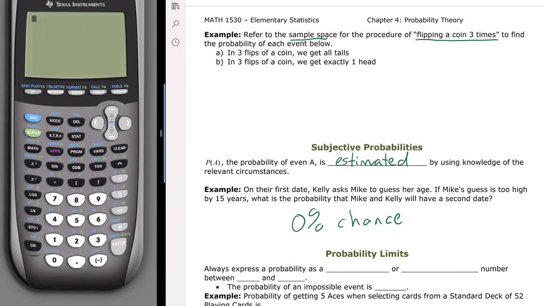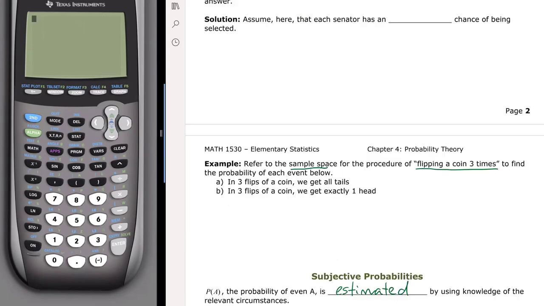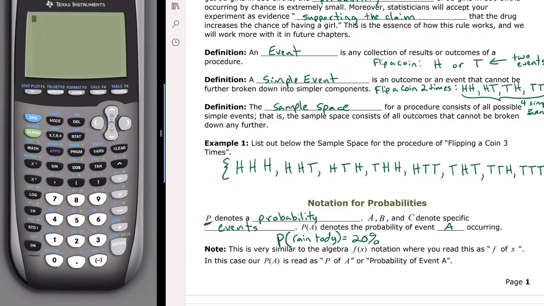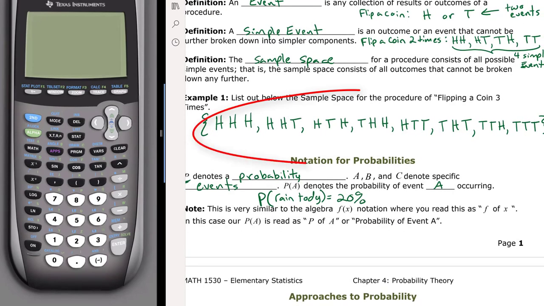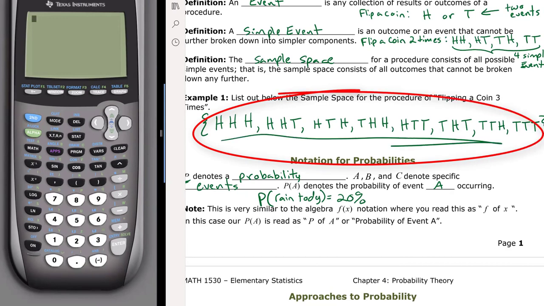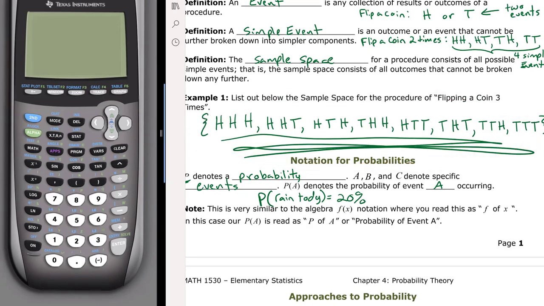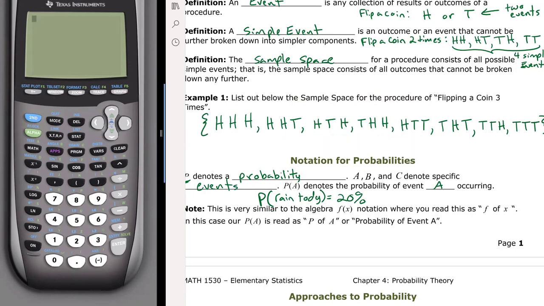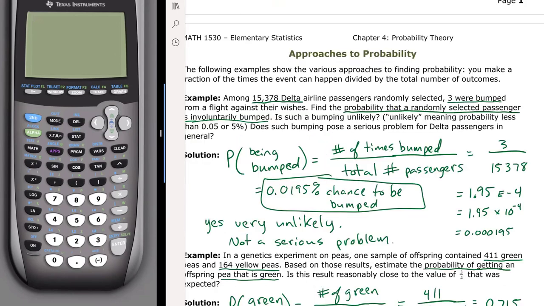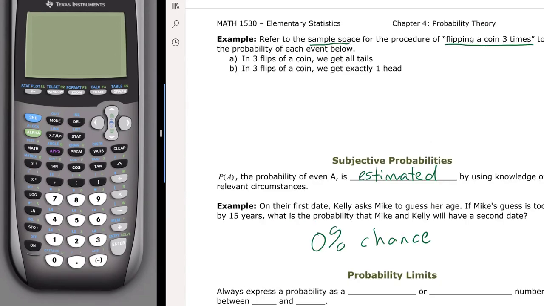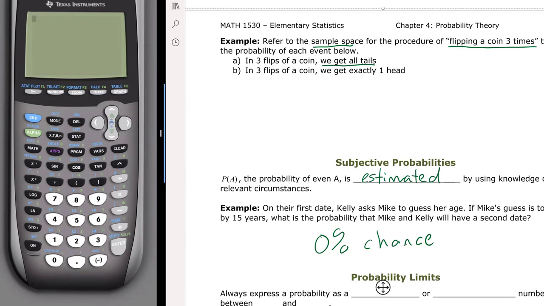Now, if you remember from back up earlier, it was a few pages ago, we actually listed out the entire sample space right here for flipping a coin 3 times. So we had 8 different possibilities that we were looking at as far as those problems go. So this first part wants us to say we flip a coin 3 times and we get all tails. So let's do probability for A, probability of all tails when you flip a coin 3 times.